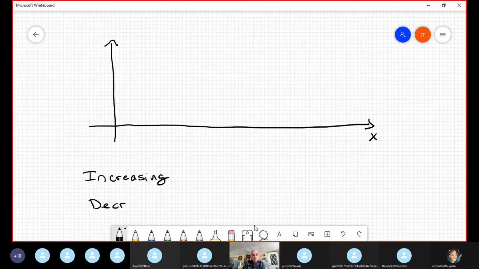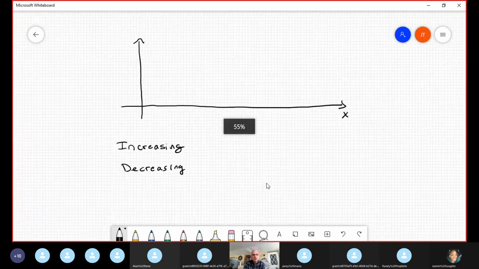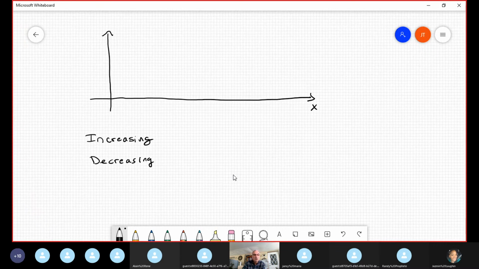Decreasing. Or constant. Increasing, decreasing, or constant. Okay, what is that? Suppose that you have two values of x.